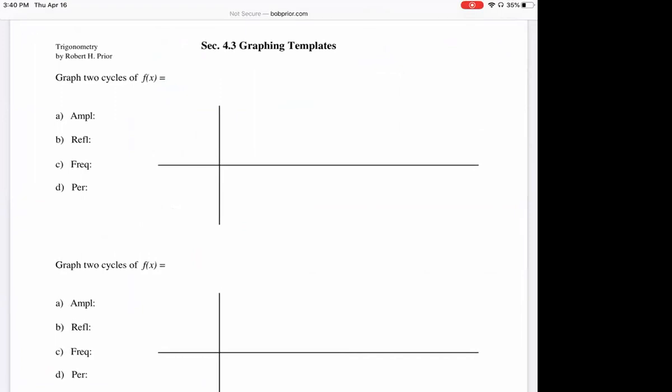There will be, I'm not sure if I made it 3 or 4 graphs, but I for sure make you graph a sine cosine with a shift. And I'm not sure if I included one with a cosecant secant and one with a tangent cotangent, or if I just made it both of those.